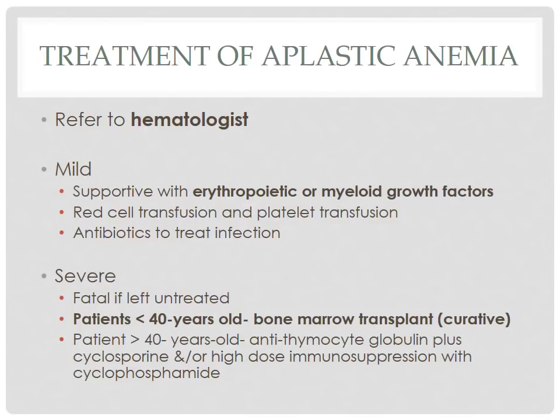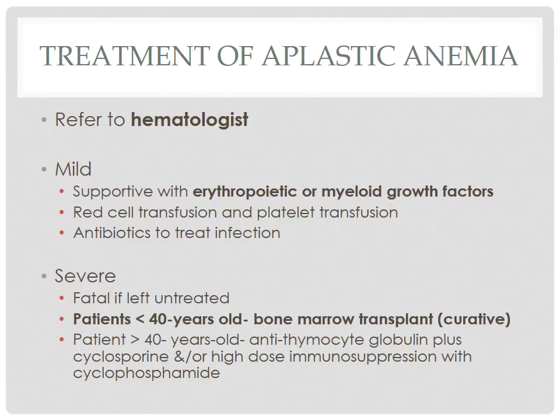The treatment of aplastic anemia involves a referral to a hematologist. In patients with very mild aplastic anemia, meaning that they have not lost all of their ability to produce cells, but they're just low at the time, they can be supported with erythropoietic or myeloid growth factors to try and stimulate the bone marrow to produce more cells. They may also be treated with transfusions of red cells and platelets, and they're often treated with antibiotics to prevent any possible infections. In severe cases, aplastic anemia is fatal if it is not treated.